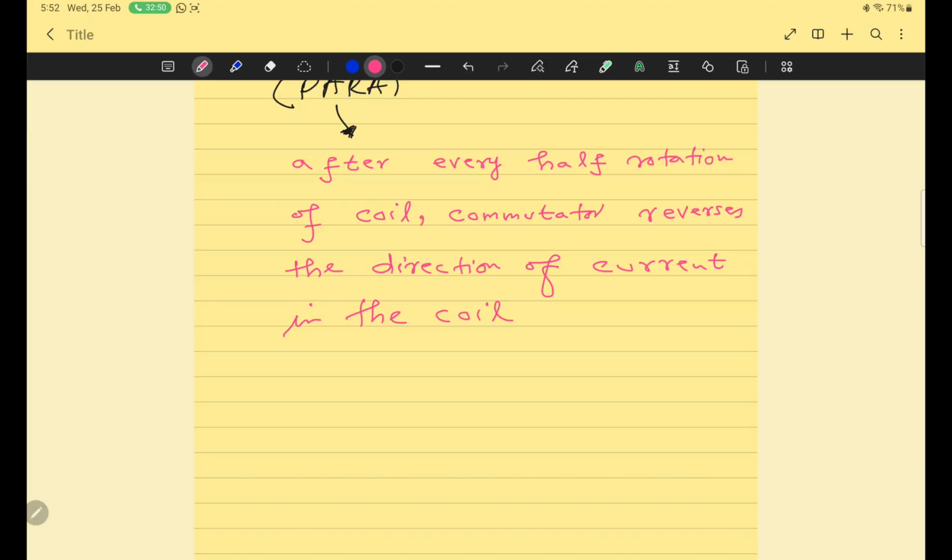When the coil makes a half rotation, the commutator interchanges its position. When the commutator interchanges its position, it reverses the direction of current in the coil. And when the direction of current in the coil is reversed, the coil continues to turn in one direction. You have to memorize this paragraph.